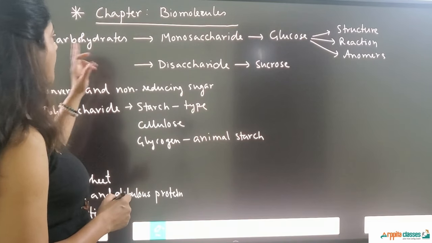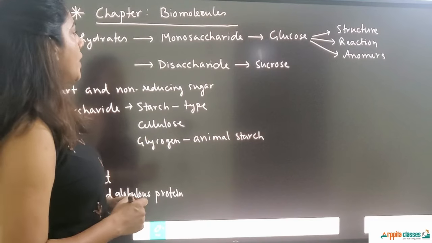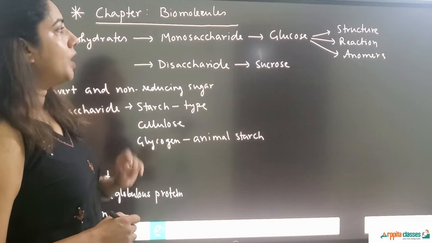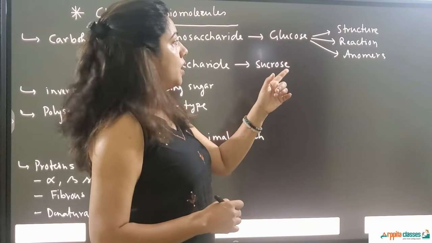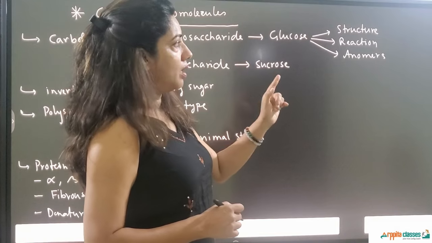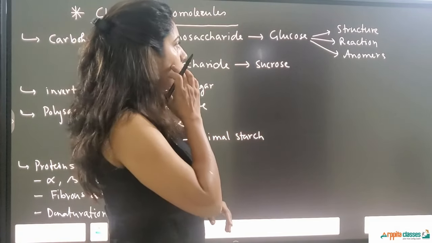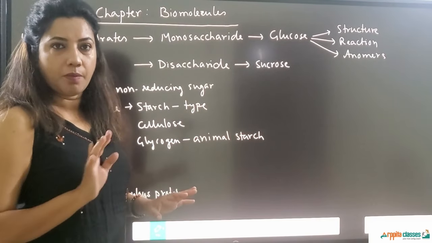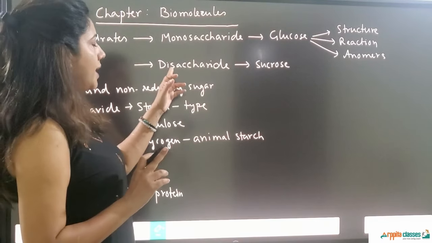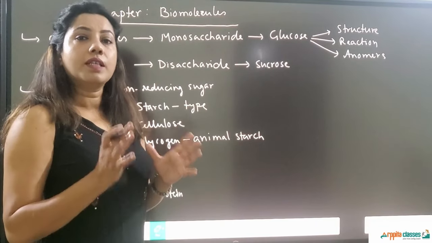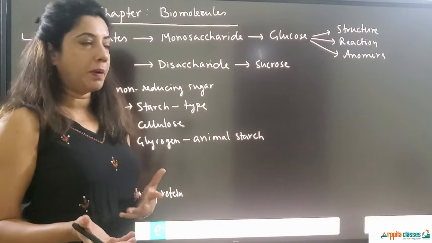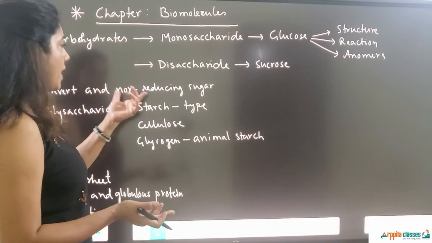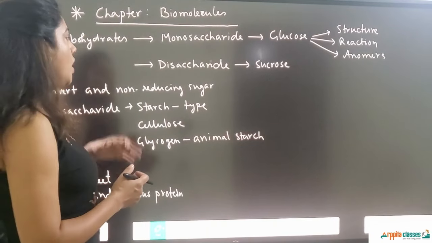Here we have to prepare carbohydrates very nicely. Okay, in carbohydrates, in monosaccharide we need to prepare glucose, and in glucose we have structure, we have reactions of glucose and anomers. These are the 3 topics we have to cover. Cover everything about these topics. Okay, then we have disaccharide. In disaccharide we have sucrose, the structure of sucrose, how the sucrose is prepared, and then why it is called an inverted sugar, why it is called a non-reducing sugar, all these things.